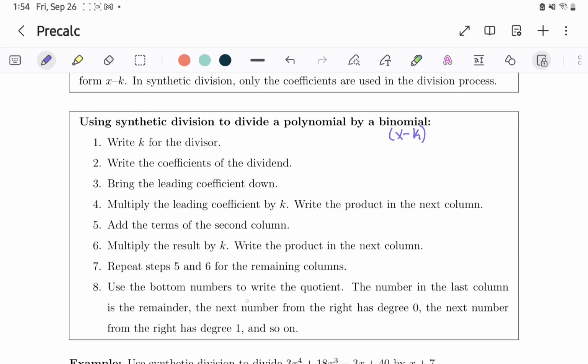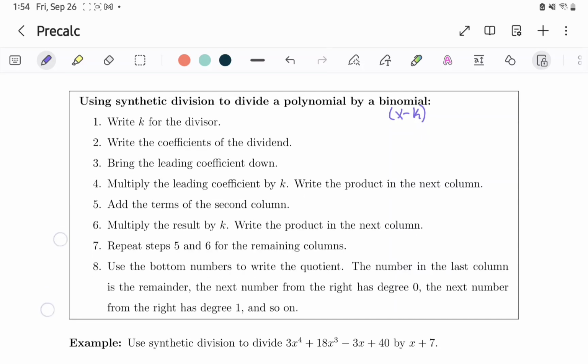And we will use the bottom numbers to write the quotient. So the number in the last column, the rightmost column, is going to be our remainder. And so if it's not 0, we would just write our remainder over x minus k. And then the next number from the right is going to have degree 0, so it's going to be our constant term for our quotient. And the next number from the right has degree 1, and so on. So essentially what we get at the bottom after we finish our synthetic division process are going to be the coefficients for the quotient polynomial, along with the remainder.